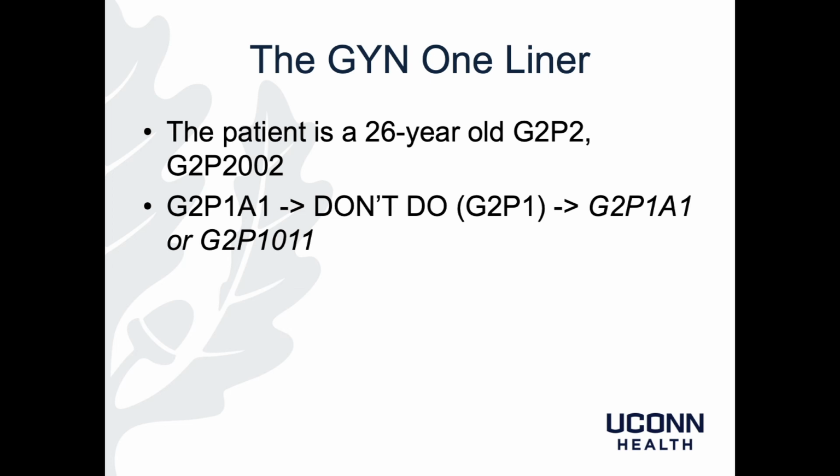Then, for patients who've had abortions, you can do this little fancy one right here. So let's say she's had one term birth and one abortion. You can say that she's a G2P1A1. Okay, that's totally fine. I know she's had one baby, and she's had one abortion of some kind.